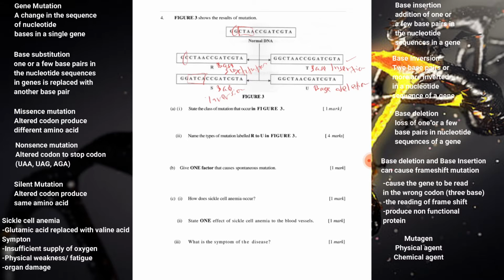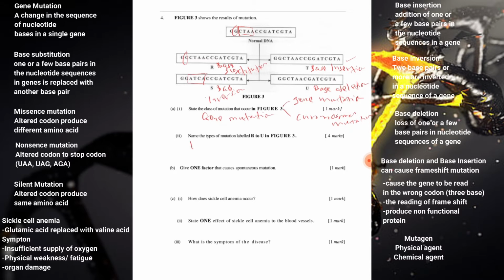Okay, question number 1, A1, state the class of mutation. So, class of mutation, we have two class of mutation. Either gene mutation or chromosomal mutation. And of course, this one is referred to gene mutation. Okay, classes of mutation.